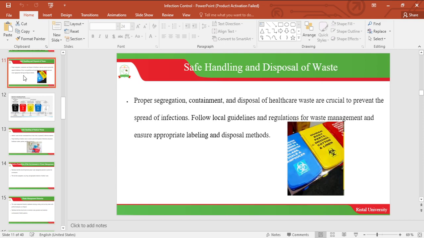Let's look at safe handling and disposal of waste. Proper segregation, containment, and disposal of healthcare waste are crucial to prevent the spread of infections. Follow guidelines and regulations of waste management and ensure appropriate labeling and disposal methods.